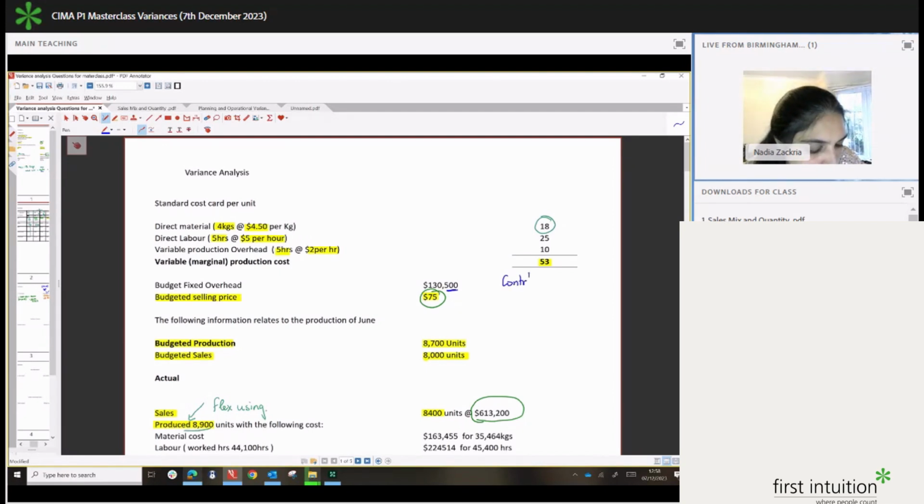Can you tell me what is the formula for contribution? How do you work out your contribution per unit? Brilliant. Your selling price minus your variable cost. Yeah. Selling price was $75. Variable cost is $53, which leaves us with $22 as a contribution.